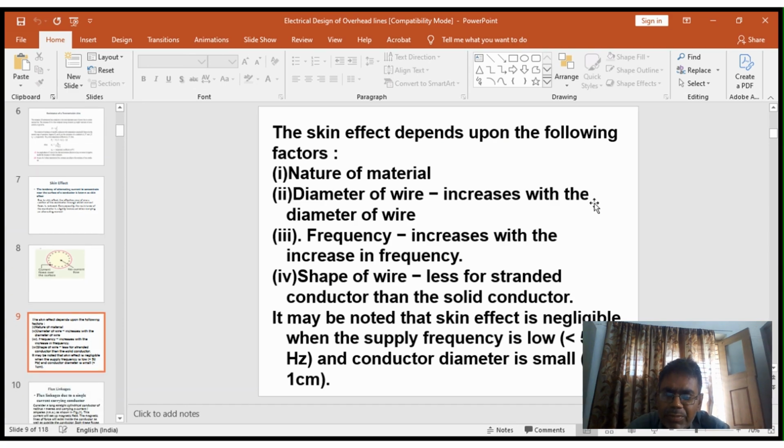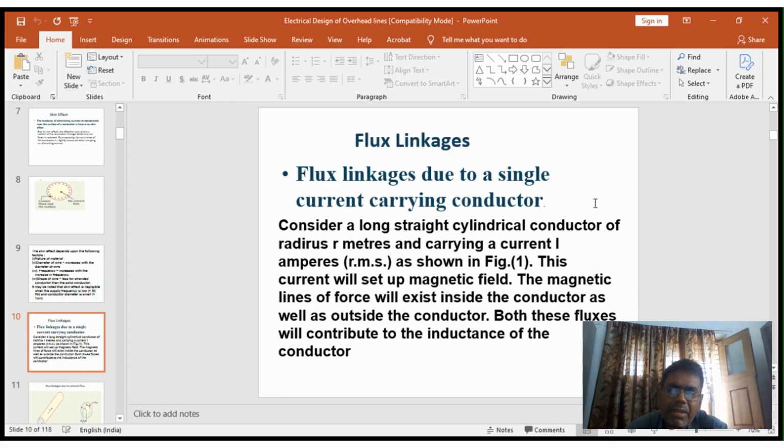Skin effect depends upon the nature of the material, and it increases with increasing diameter. Skin effect also increases with an increase in frequency. Skin effect also depends upon the shape and size of the wire. It is less for a stranded conductor as compared to a solid conductor. When the frequency is less than 50 Hz and the diameter of the conductor is less than 1 centimeter, skin effect may be negligible.